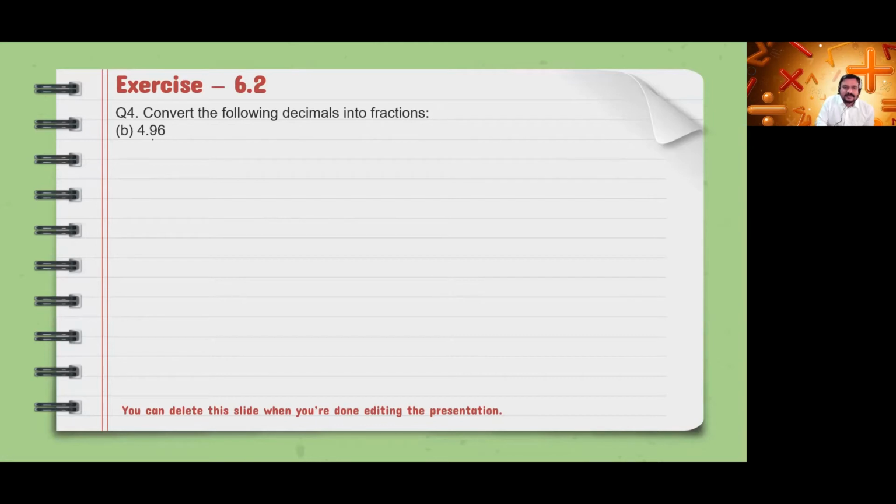Now again, check here also there are 2 digits after the decimal point. So how we can write it? 496 upon 100. Whenever there are 2 digits after the decimal point, we write in the denominator 100. We can simplify this. We can divide numerator and denominator by 2. Suppose we will divide by 2. So what it will come?